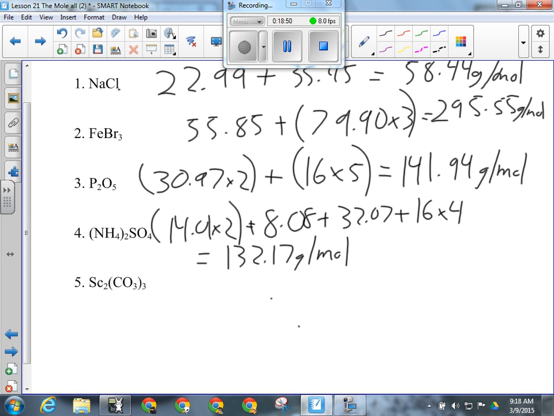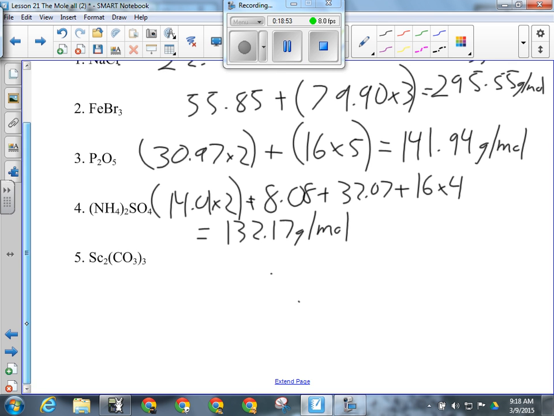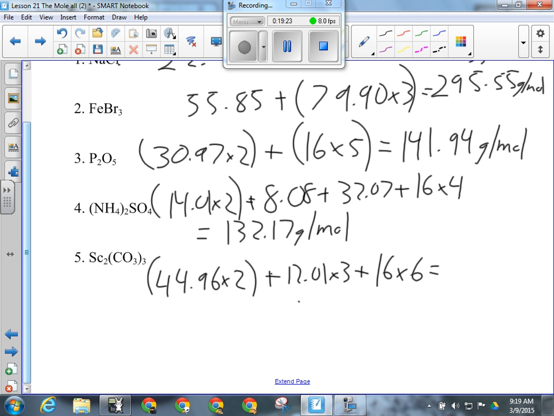Okay, how many people have number 5 done? All right. So for number 5, we got scandium carbonate. Scandium is what, 44.96. And there's 2 of them. All right, and then we're going to add that to how many carbons? 3. All right, so we got 12.01 times 3, which is 36.03. And then we've got 6 oxygens. Hey, what did that one come out to? Someone can save me some time. That seems about right. Grams per mole.